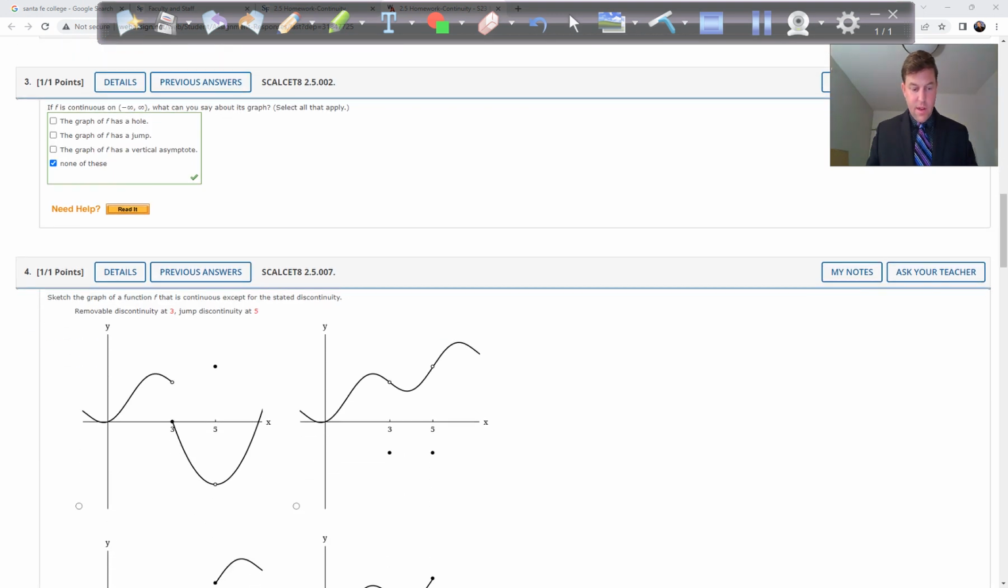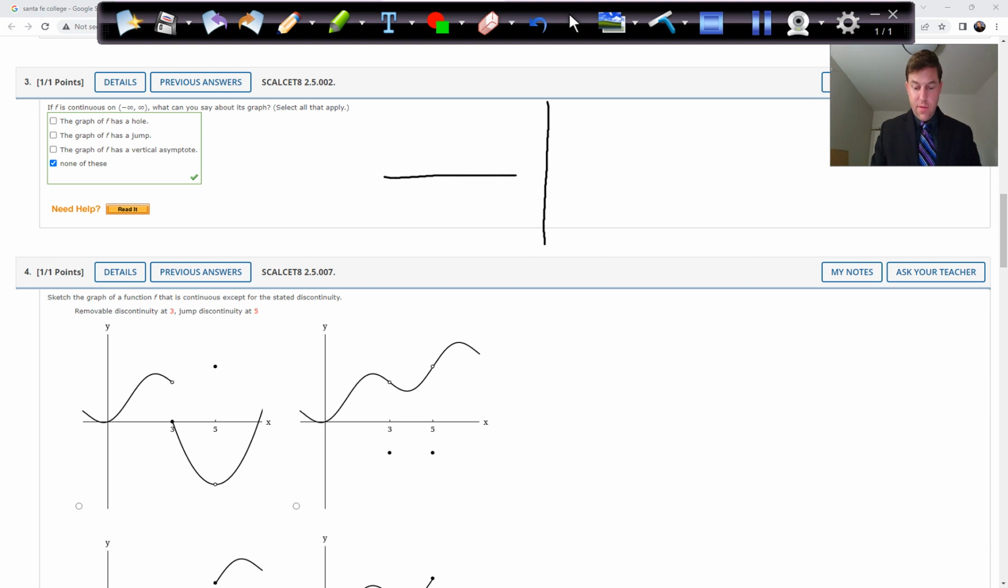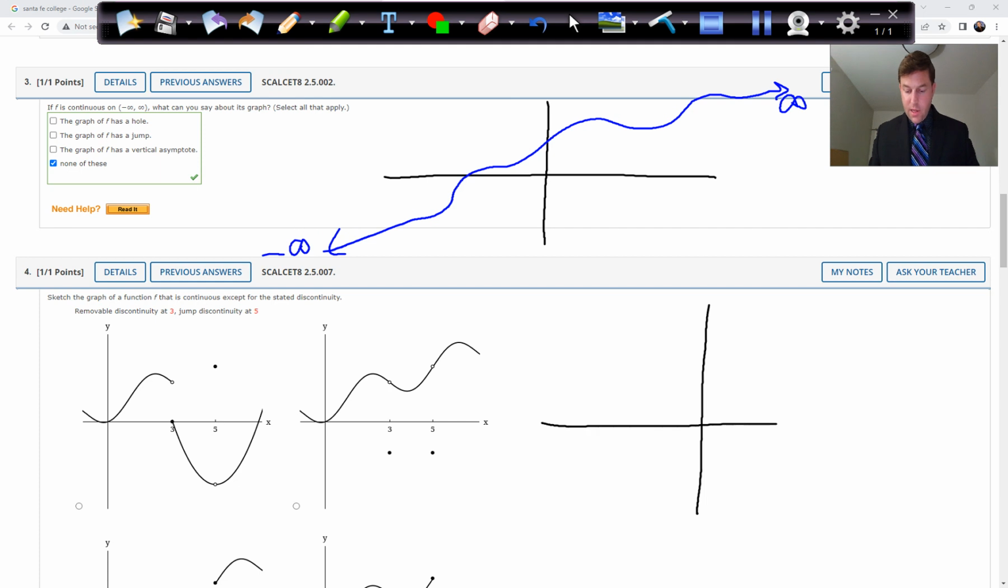Okay, question 3: if f is continuous on negative infinity to infinity, what can you say about its graph? The graph of f has a hole, the graph of f has a jump, the graph of f has a vertical asymptote. So no, you would say it can't have any of those. So if the graph is continuous for all x values, it's going to go to negative infinity, it's going to go something like this, and go to positive infinity. But let's talk about what these other things are. See if I can draw every kind on this one picture.